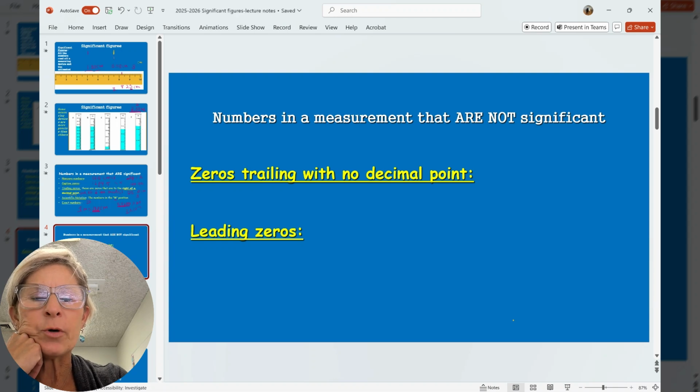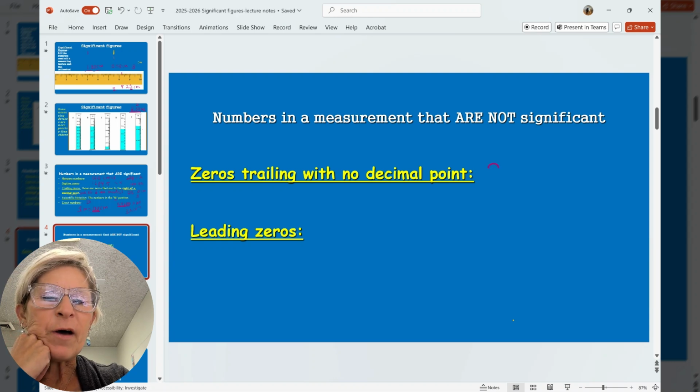Zeros trailing with no decimal point. So if I have 32,000 millimeters, those 3 are not significant. That is not a decimal, that is a comma. So it's 32,000. These are not significant because I can very easily move my implied decimal point and put this in scientific notation, and I have the exact same number. So these guys are just considered placeholders.